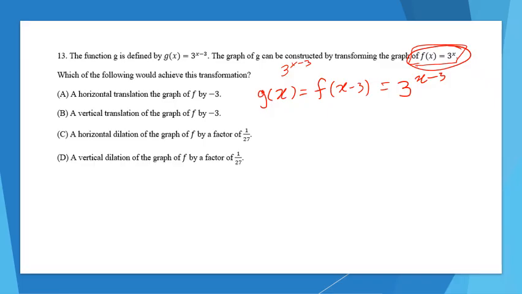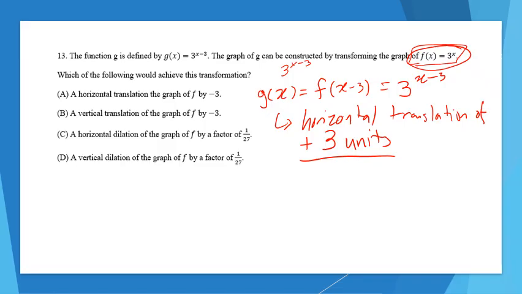And this transformation, we would describe this as a horizontal translation of, and now this is the key, plus 3 units, not minus 3.